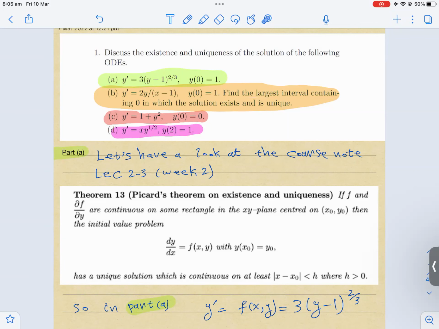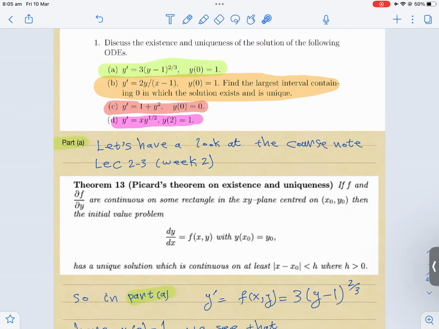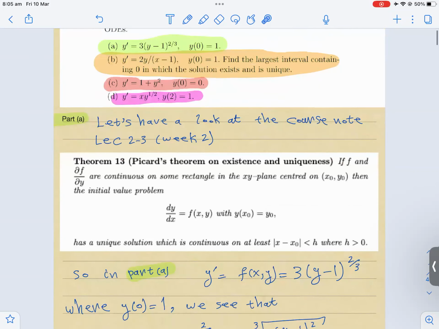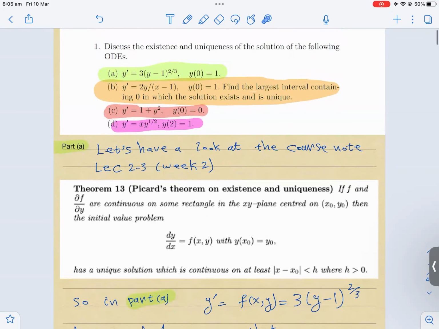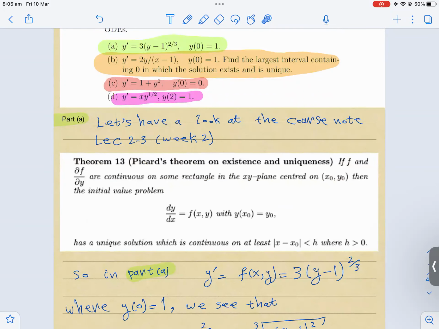So we've got 3 theorems regarding existence and uniqueness. In Picard's theorem, for y prime equals f of x, y, the f part should be continuous on a neighborhood of the initial value condition point, meaning x0 and y0. And also the derivative of f in terms of y should be continuous as well in some neighborhood including x0 and y0.